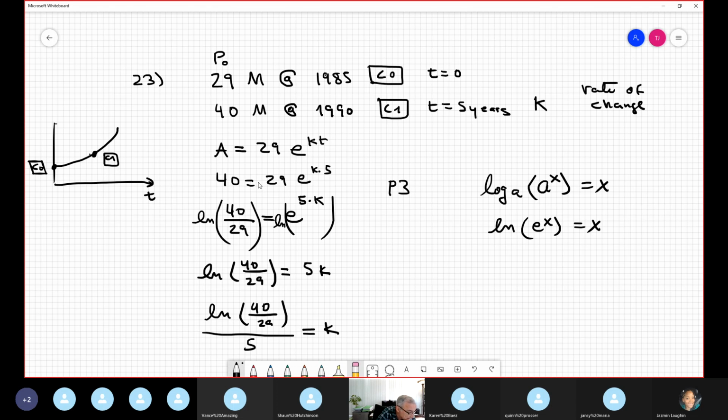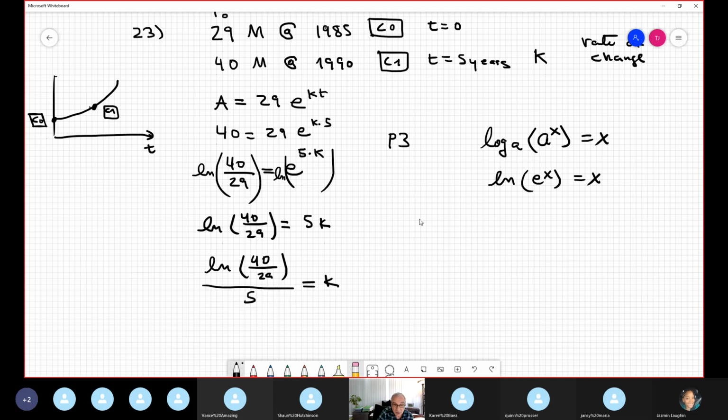Wait a second. Exactly, they want that. The question says using the fact of the 5 years, the population, find the K to 3 decimal places. So they want to find the K value. You put in the calculator natural logarithm of 40 divided by 29 inside the parentheses divided by 5. Let's do it.